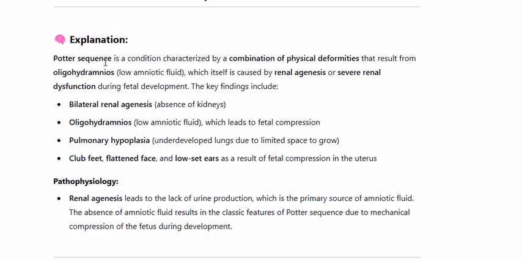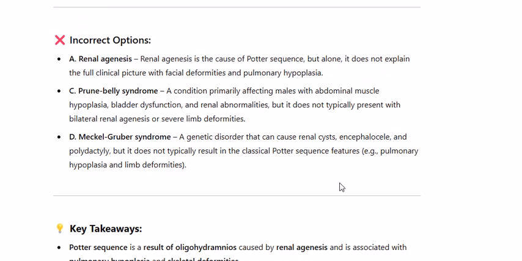Pathophysiology. Renal agenesis leads to the lack of urine production, which is the primary source of amniotic fluid. The absence of amniotic fluid results in the classic features of Potter sequence due to mechanical compression of the fetus during development. Incorrect options.